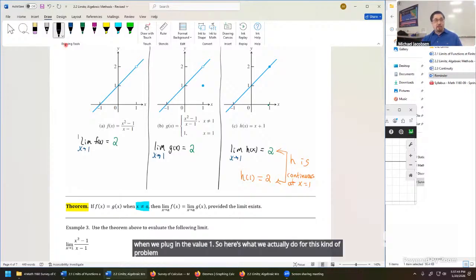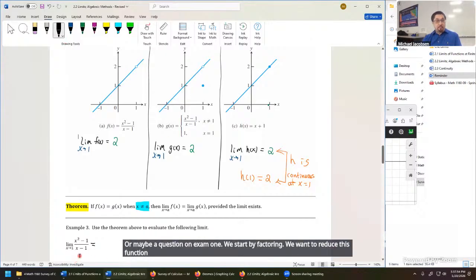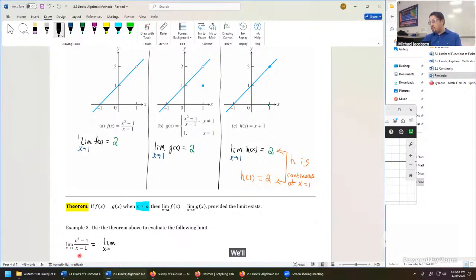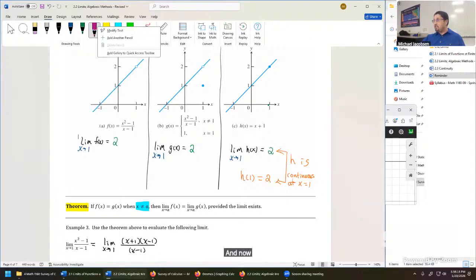Say again, it's the first problem on WebAssign, or maybe a question on exam 1. We start by factoring. We want to reduce this function into something a little bit more manageable. We'll take the limit as x tends towards 1 of x squared minus 1, which factors as x plus 1 times x minus 1, divided by x minus 1. And now we have this cancellation.